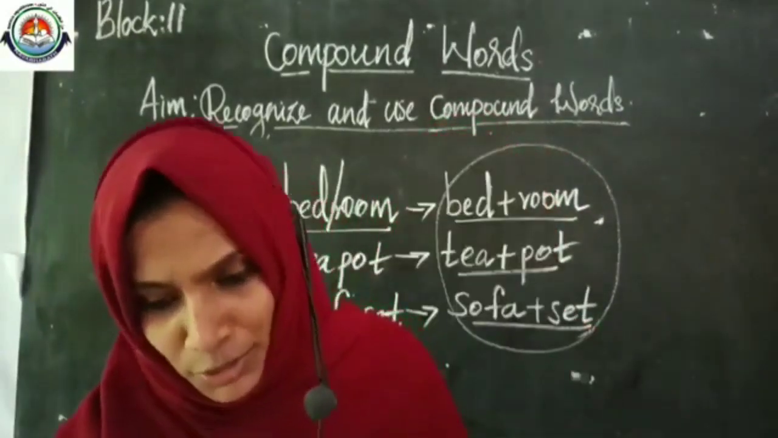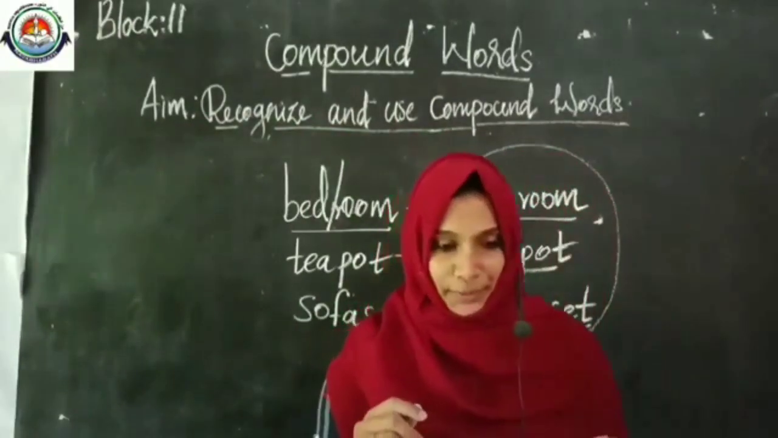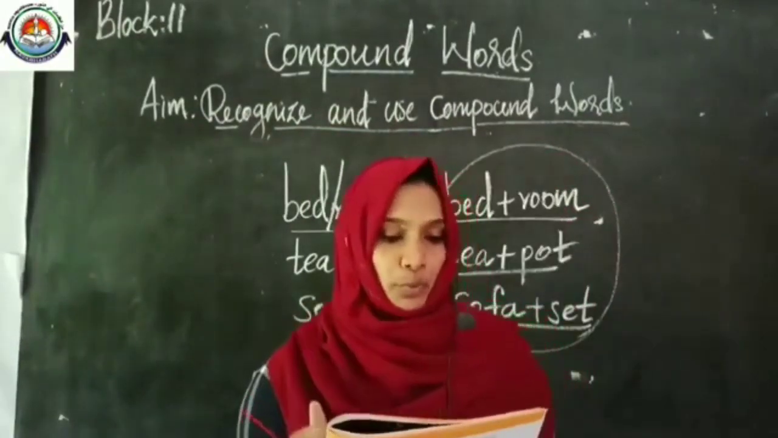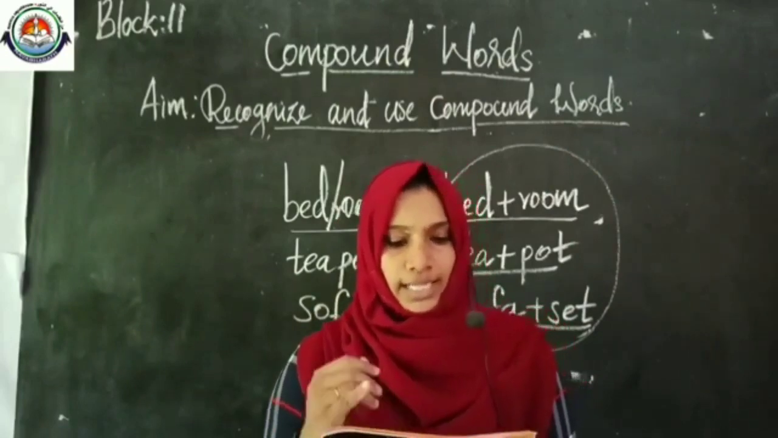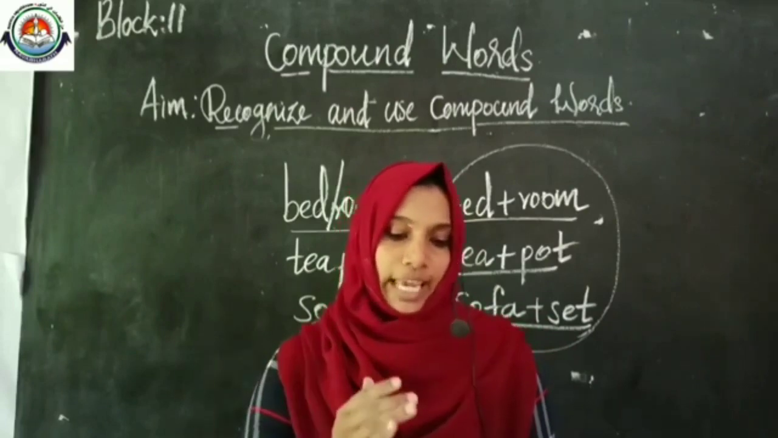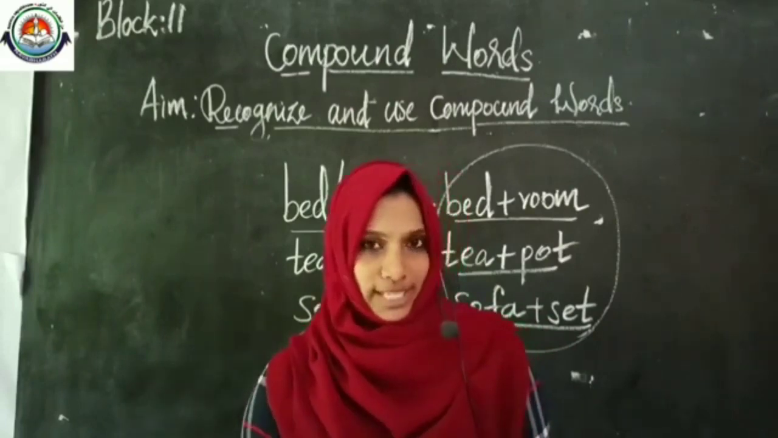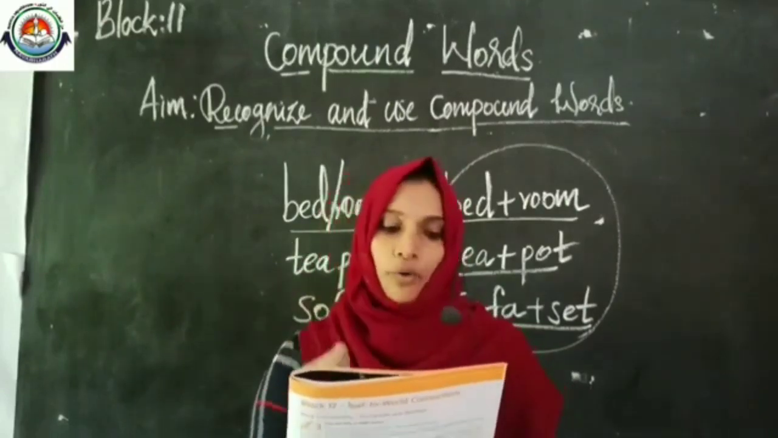So dears, now let's move on to our workbook from page number 18, S for compound words. Let's read the first question. Question number 1. Underline the compound words in the sentences. My friend gave me homemade chocolates. Here the word home and made is a compound word.